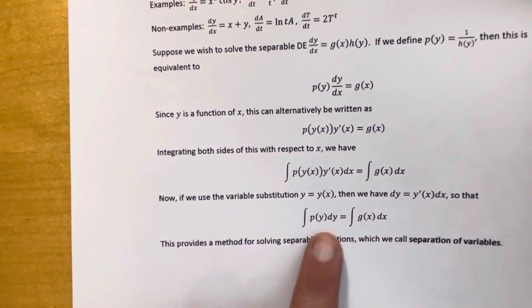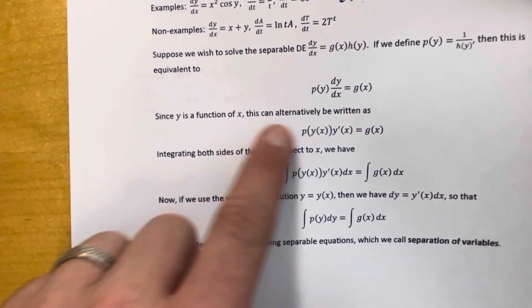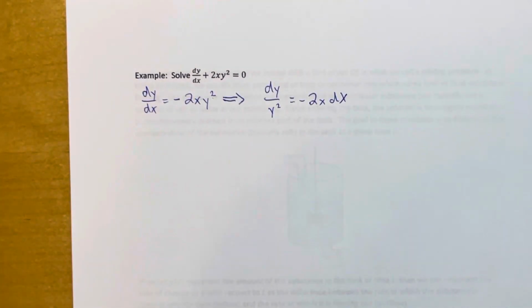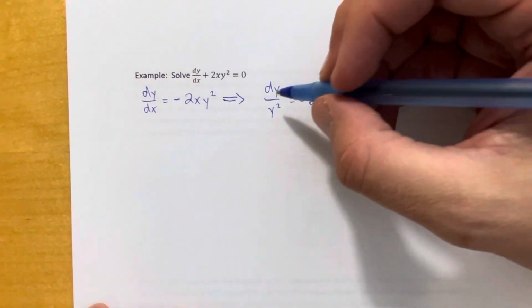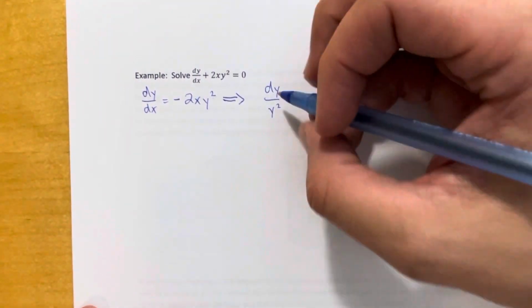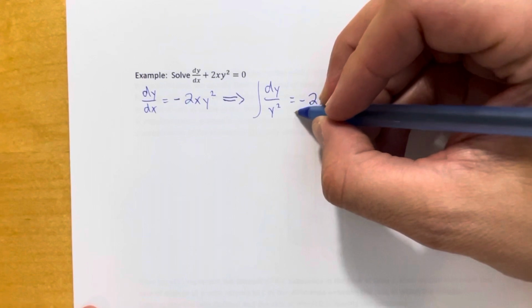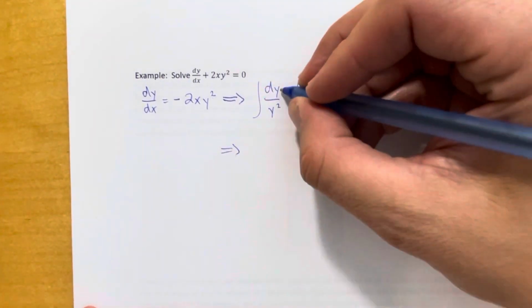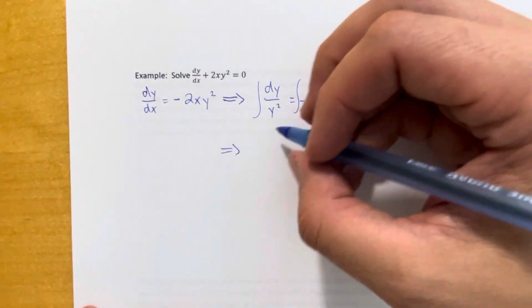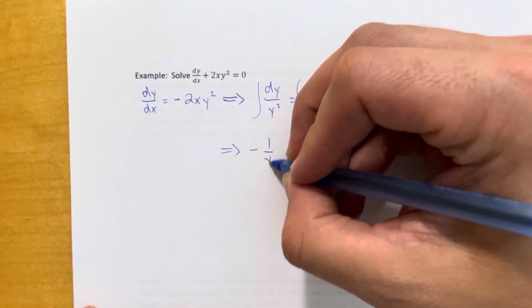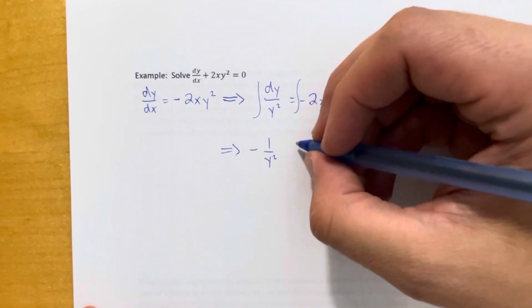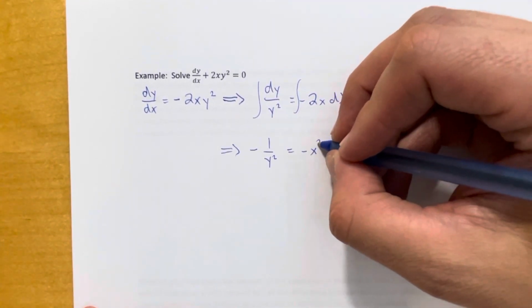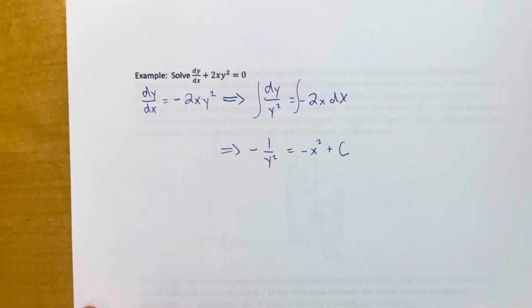Okay, this is justified by all of this work, so we can safely think of dy dx like a fraction now. From this step, I would want to integrate both sides. So I'm going to integrate both sides of that equation. On the left-hand side, I'm integrating with respect to y. That would be negative 1 over y squared. On the right-hand side, I'm going to get negative x squared plus c.